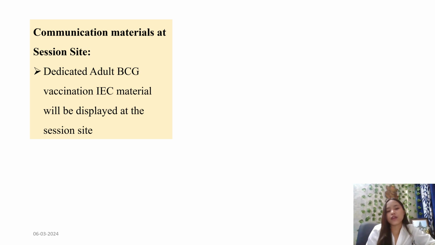So now coming to the communication materials at the session site. We need dedicated adult BCG vaccination IEC material, which will be displayed at the session site.